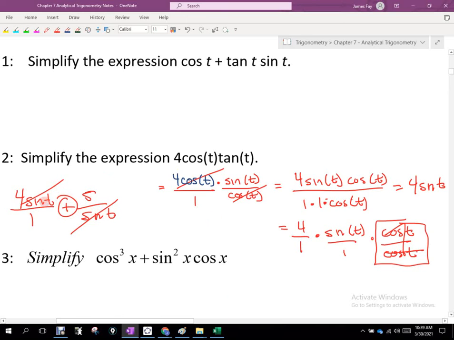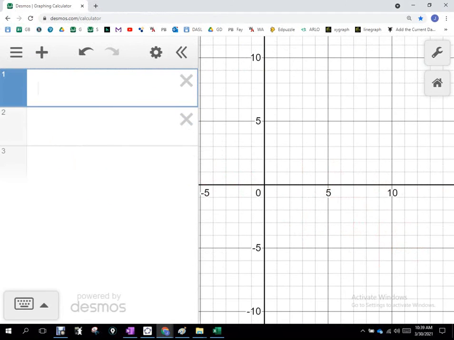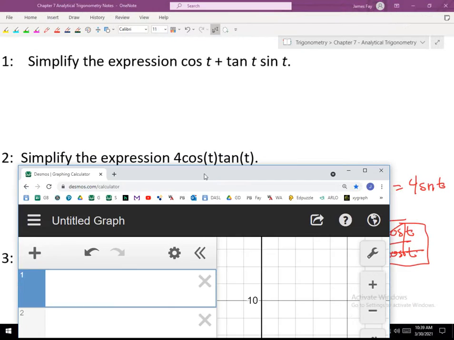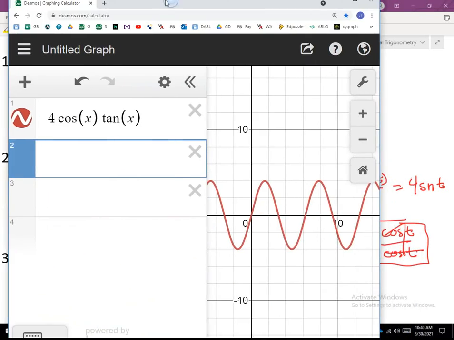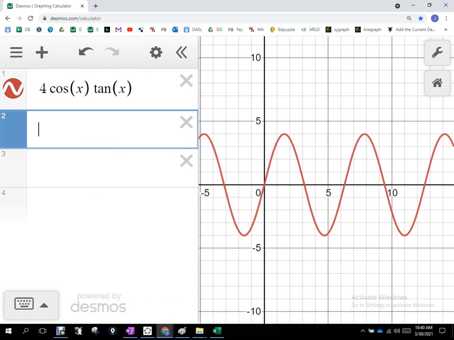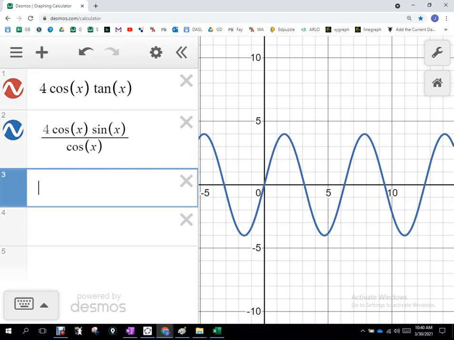Another thing that I like to be able to do is take my calculator, and we'll see this especially on the next question, and I start with the problem. I start with 4 cosine of x tangent of x. Now I'm going to use x so it graphs it, and that's the graph. Then I'm going to say, okay, well, I tried this. I went 4 cosine of x, and I wrote it as sine of x over cosine of x. Is that okay? Why is it okay?